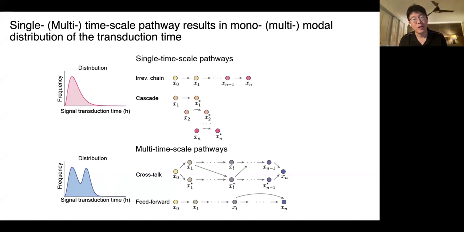So if we know the shape of this time delay distribution, then we can infer the structure of the network.